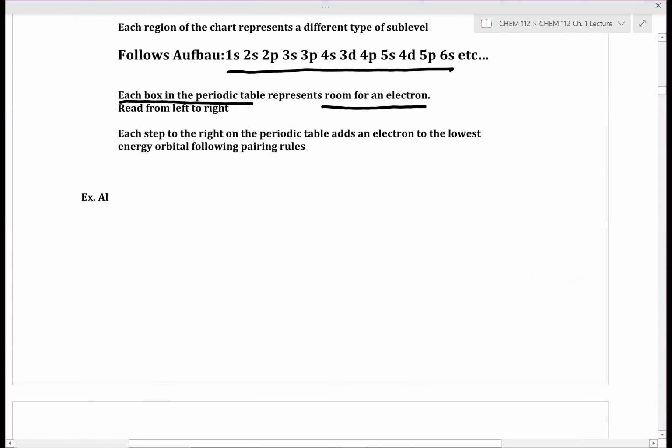I personally don't prefer this method, but I always like talking about it since some students find it quite useful. So let's take an example and take a look at aluminum. First and foremost, we need to figure out how many electrons we're dealing with. So what's the atomic number of aluminum? Yep, the atomic number of aluminum is 13. So how many electrons are we working with? 13.